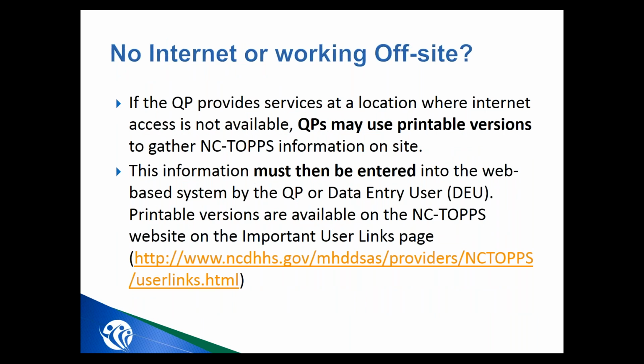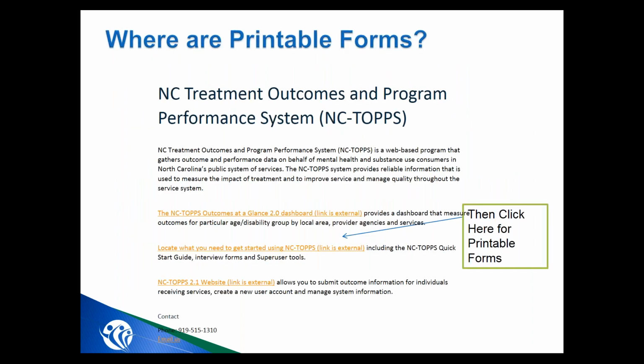If a QP is in a location where there's no access to internet, QPs can definitely print off the interviews to gather the NC-TOPPS information. This information has to be entered in the web-based system by the QP or the data entry user. And this is where you can get the printable form. So once you go on the NC-TOPPS website, you'll see that these 3 links are available. And the one that you will need to click on is locate what you need to get started using NC-TOPPS.